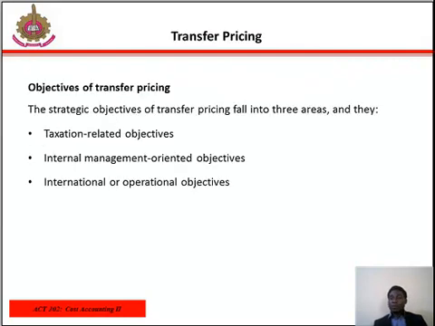We have transfer pricing. Transfer pricing is the method used to sell a product from one subsidiary to another within a country. It impacts the purchasing behavior of the subsidiary and may have income tax implications for the company as a whole. Objective of transfer pricing. The strategic objectives of transfer pricing fall into three categories: we have taxation related objectives, we have internal management oriented objectives, and we have international or operational objectives.